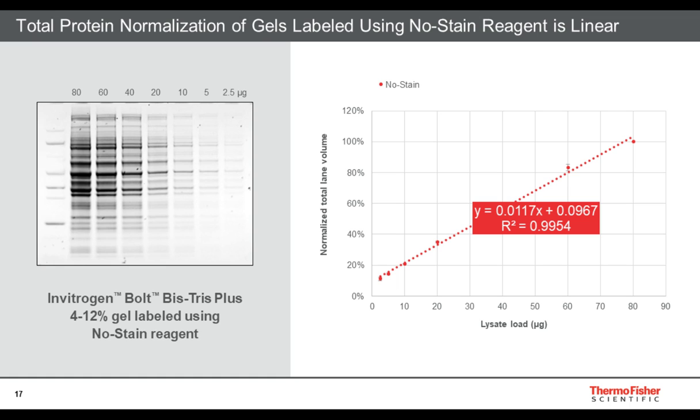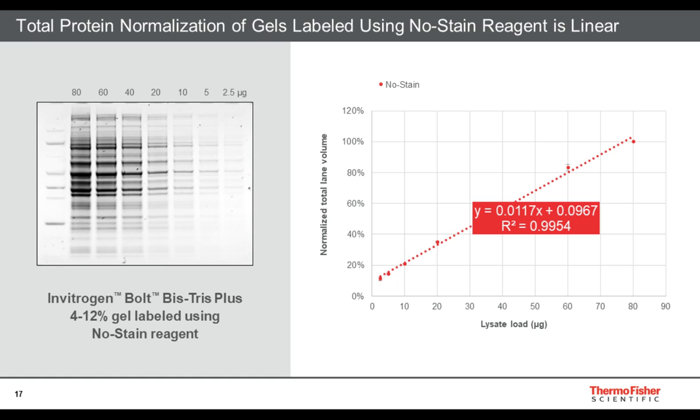Now, another cool thing about the no-stain reagent is that all of the data we just reviewed involved labeling the membrane after transfer. It worked as a membrane label, and that labeled membrane was then used for total protein normalization. But this reagent also works really well for labeling proteins in gels. So here's the data which demonstrates its ability to label protein in the gel.